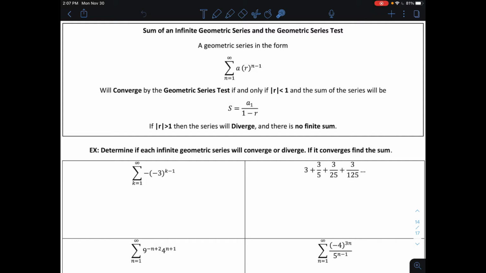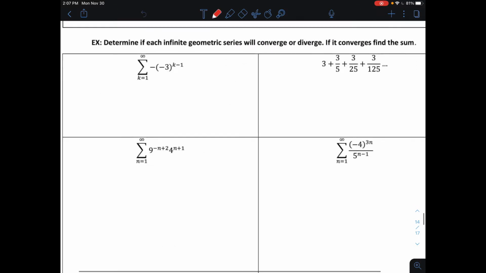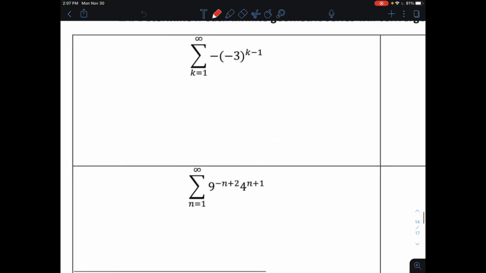Now, it's also important to note that if the absolute value of r is greater than 1, the series is going to diverge, which means that there is no finite sum. So we want to look at each of these geometric series and determine whether or not the series will converge or diverge by the geometric series test.